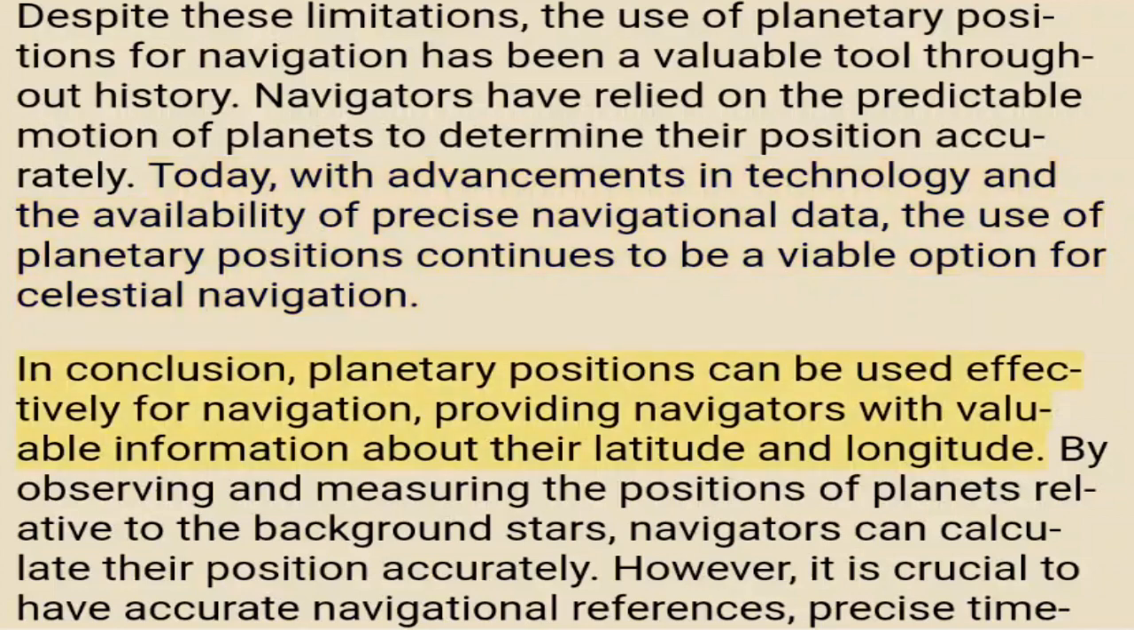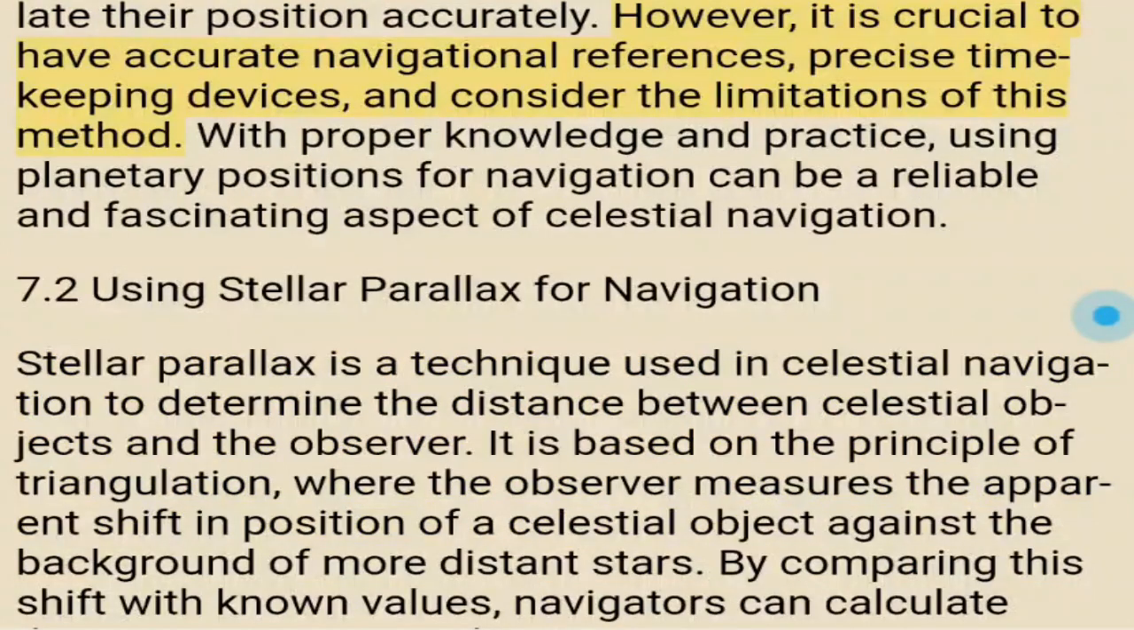In conclusion, planetary positions can be used effectively for navigation, providing navigators with valuable information about their latitude and longitude. By observing and measuring the positions of planets relative to the background stars, navigators can calculate their position accurately. However, it is crucial to have accurate navigational references, precise timekeeping devices, and consider the limitations of this method. With proper knowledge and practice, using planetary positions for navigation can be a reliable and fascinating aspect of celestial navigation.